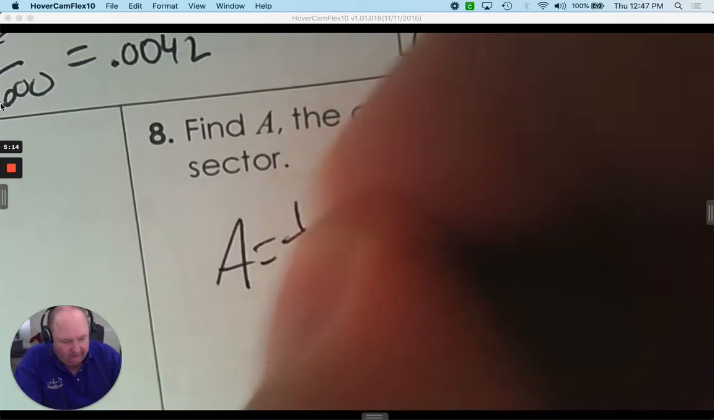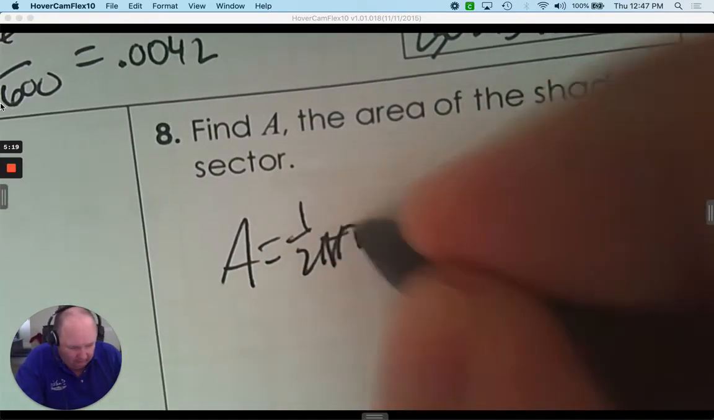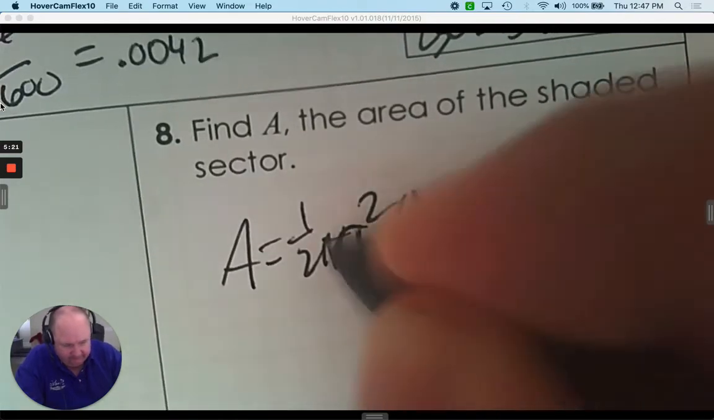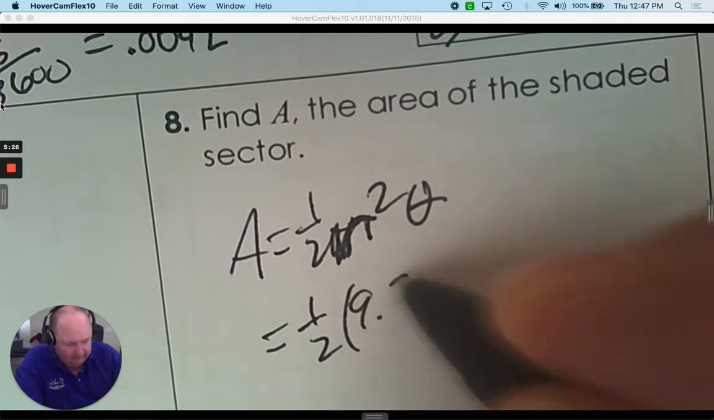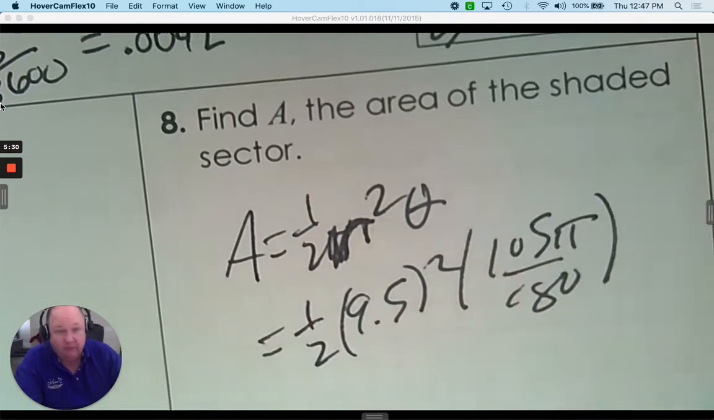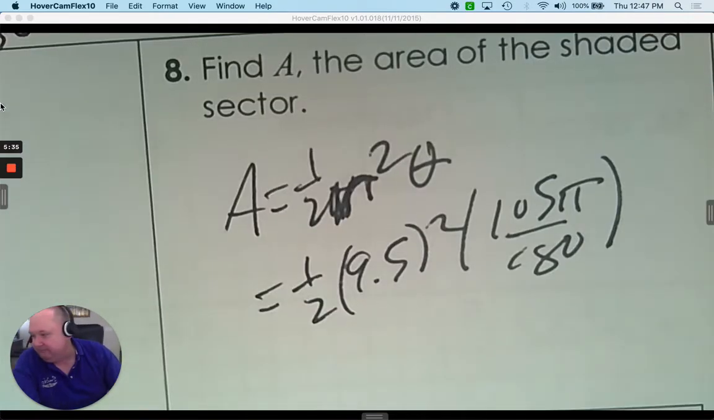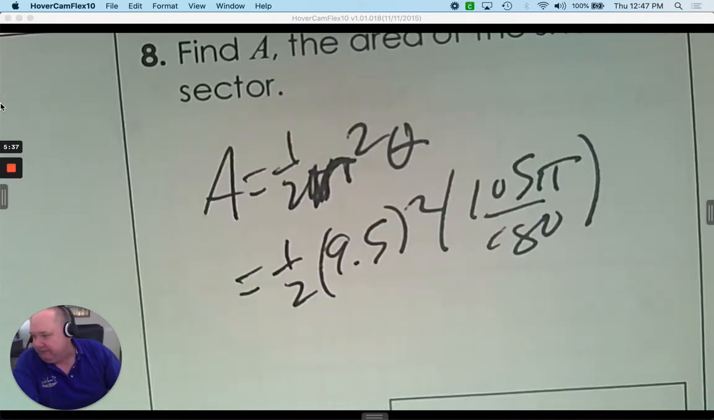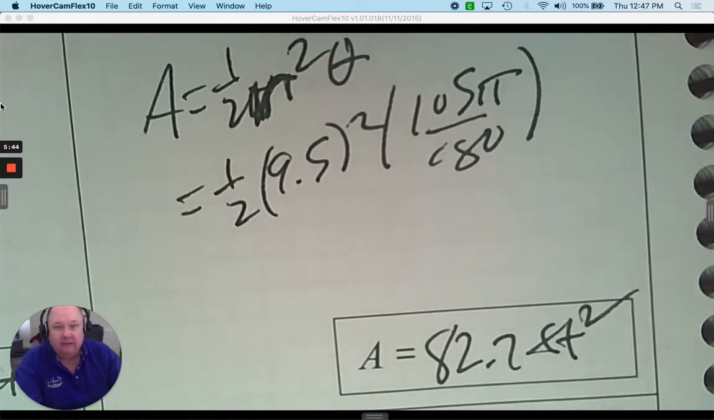Number 8, what's the formula to find sector area? That's 1/2 r squared theta. So it's 1/2. The radius is 9.5. Square it. And the angle, again, needs to be in radians. So it's pi over 180. So put that in your calculator, and you get 82.7. This one has to be feet squared because it's area.